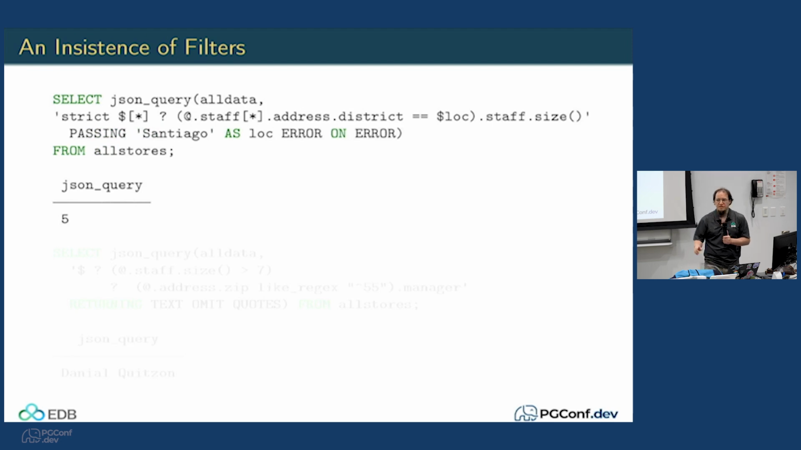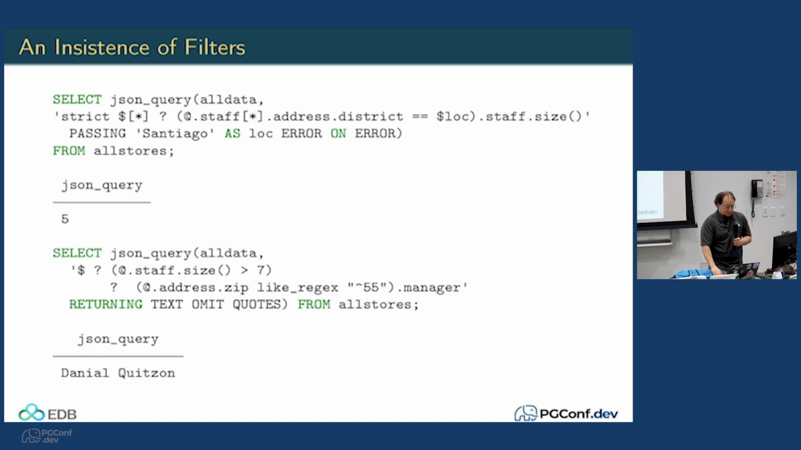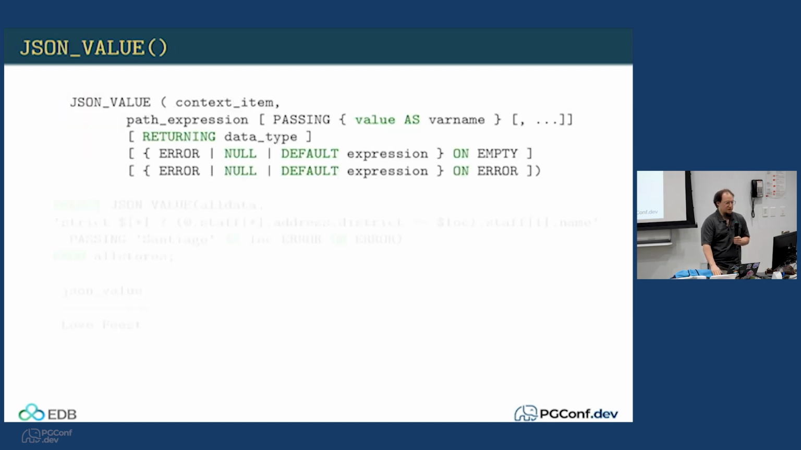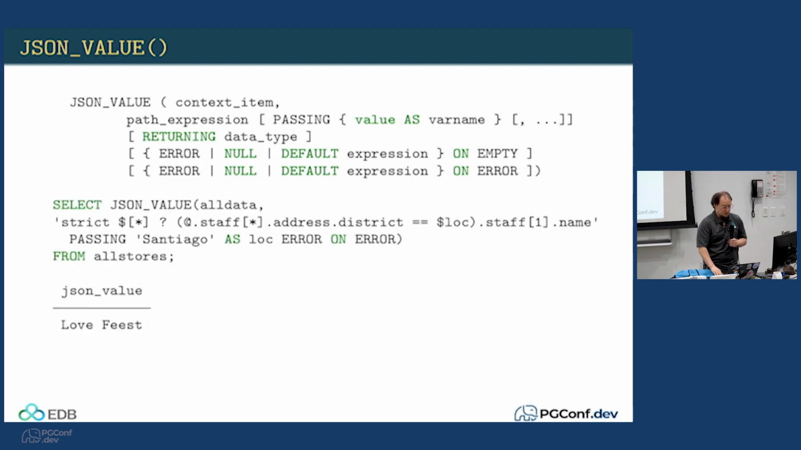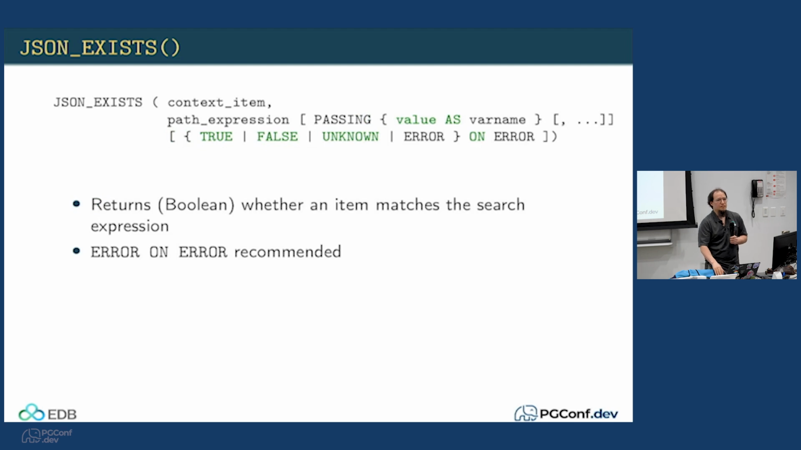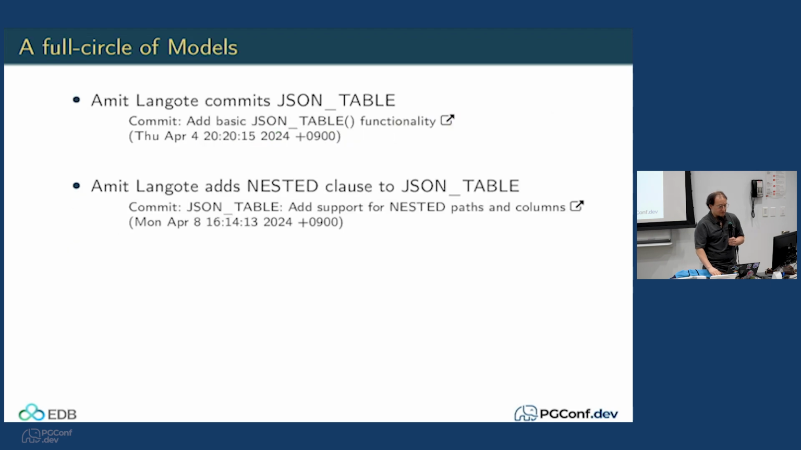And so I said you can apply functions, and you have here the number of people who are in a store living in Santiago, and you have how many people work in that store. Okay. So I have only 2 minutes left, so I am going to skip over this. JSON value is the same thing, but it's more concise. You can only obtain scalars, I think. And then JSON exists is the same thing, except that it says whether the value exists or not, so it returns a Boolean.